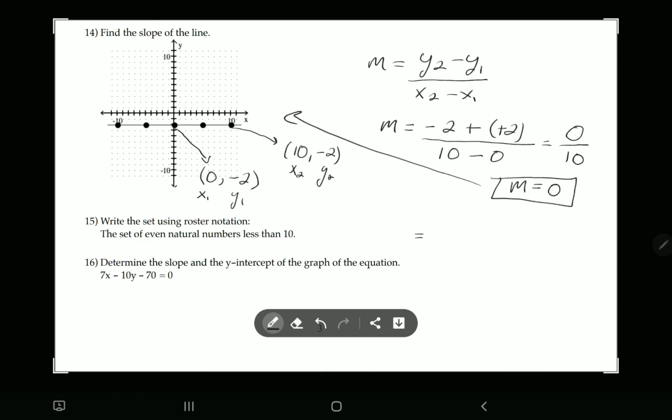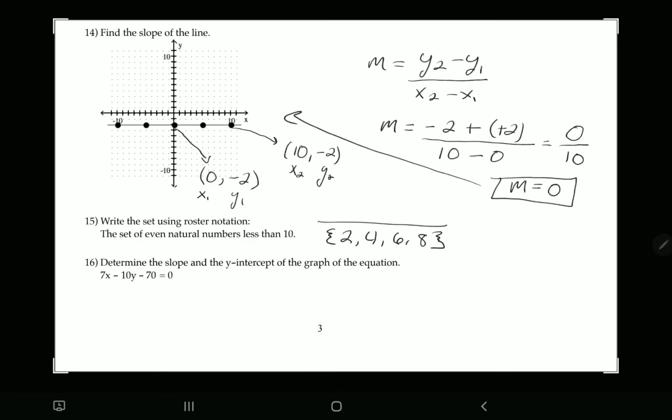Now, 15 says, write the following in roster notation: the set of even natural numbers that are less than 10. Natural numbers are whole numbers that are greater than or equal to 1, or we can say integers that are greater than or equal to 1. So we want to find a set of even natural numbers less than 10. That set is going to be {2, 4, 6, 8}. These are all even numbers, and each of these numbers is also less than 10. That is the answer to question 15.